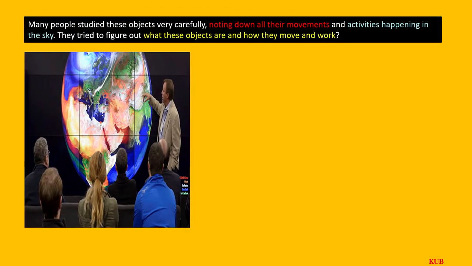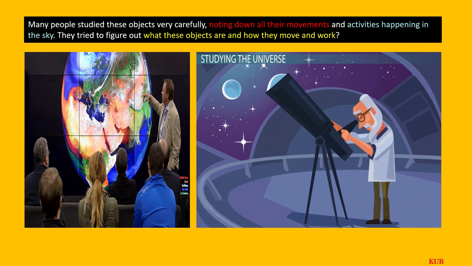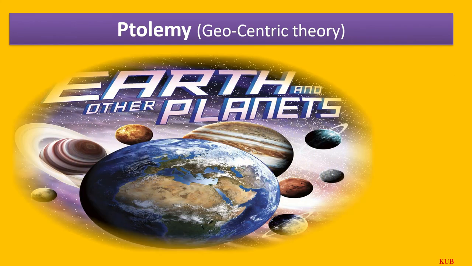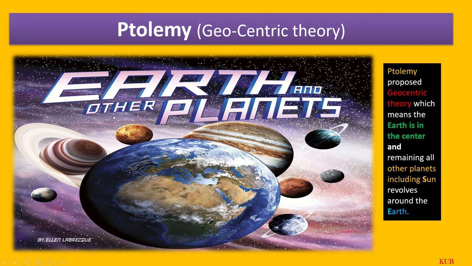Many people studied these objects very carefully, noting down all their movements and activities happening in the sky. They tried to figure out what these objects are and how they move and work. As early as geographer Ptolemy proposed the geocentric theory, which means the Earth is in the center and all other planets went around it. People also believed that Earth was firm and stationary and all other planets went around it.